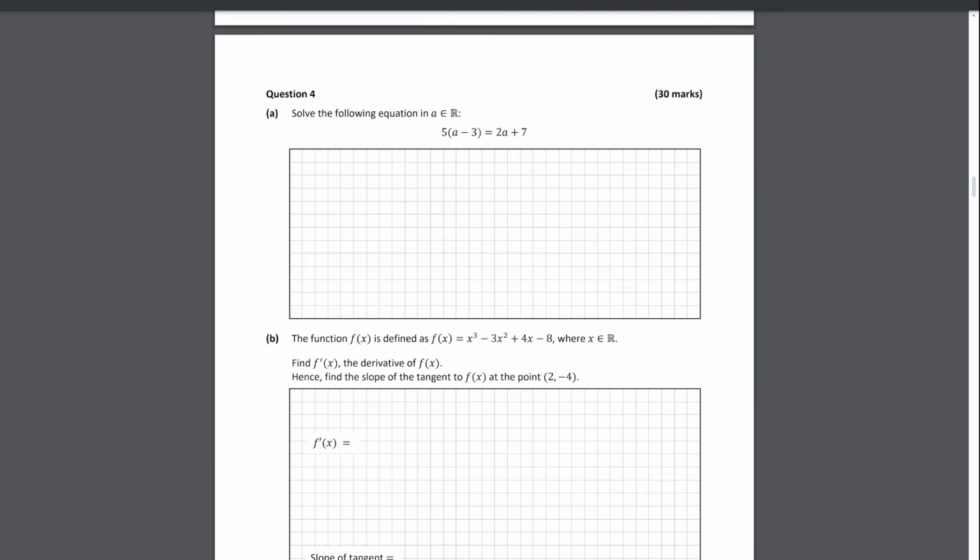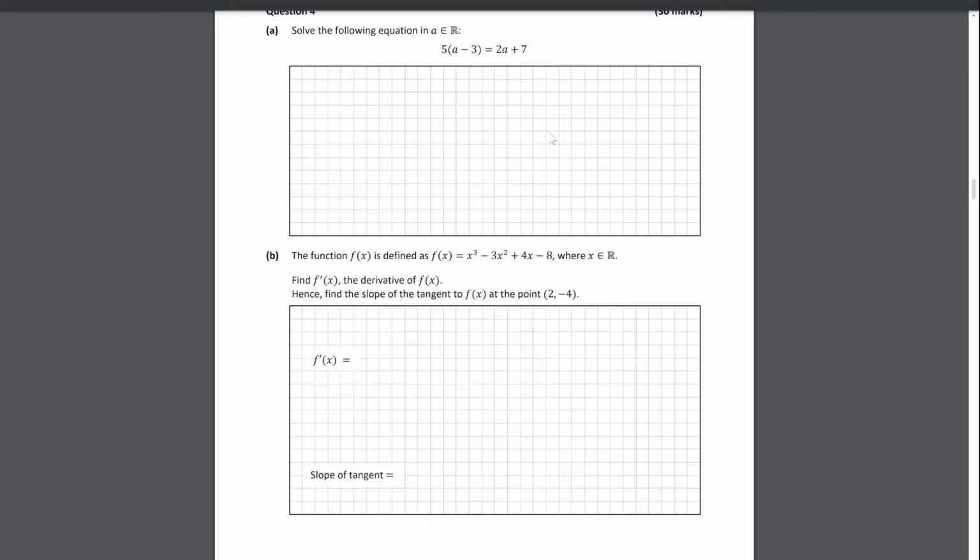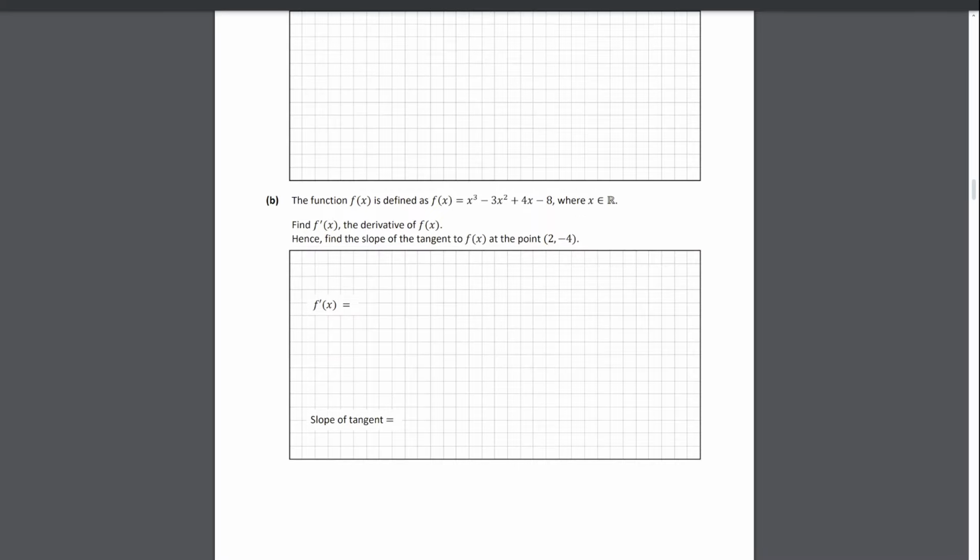Question 4, solving an equation. This is a fairly standard equation. I would think any Junior Cert student would be okay at solving that. And then finding a derivative and slope of a tangent. Again, that's a fairly common thing to be asked, so you should have been able to do this no problem, even if it's with a cubic.